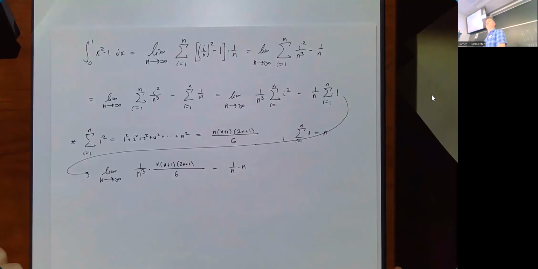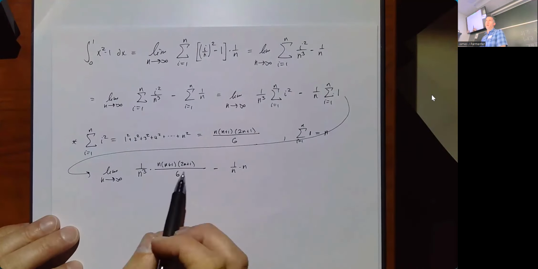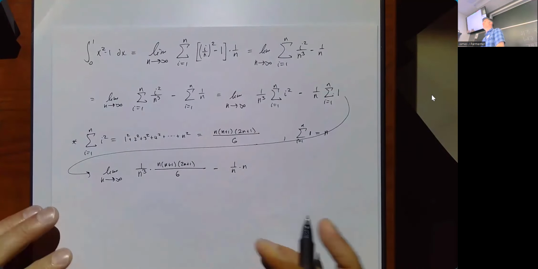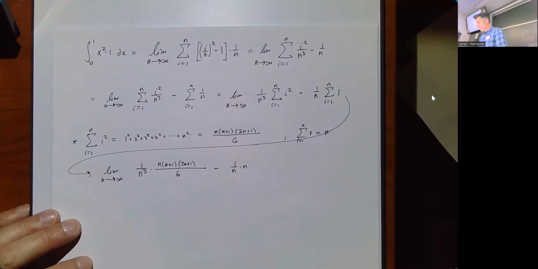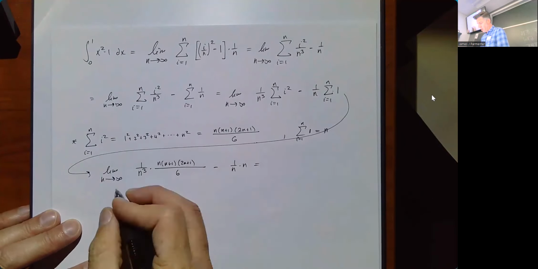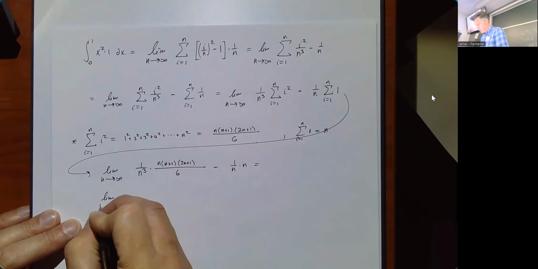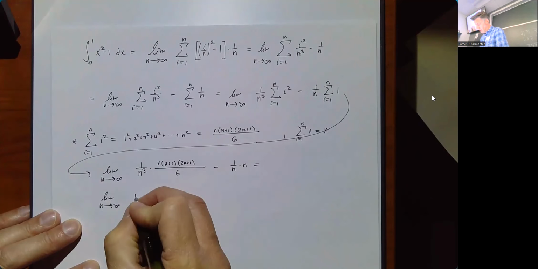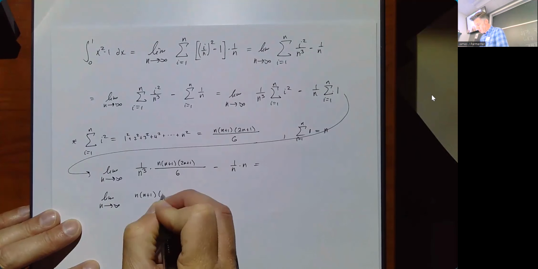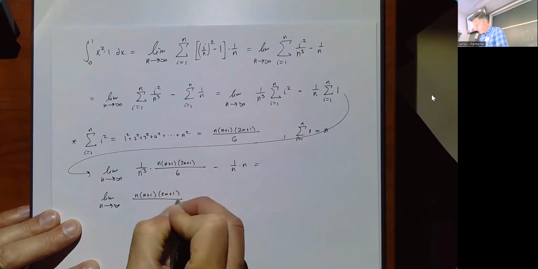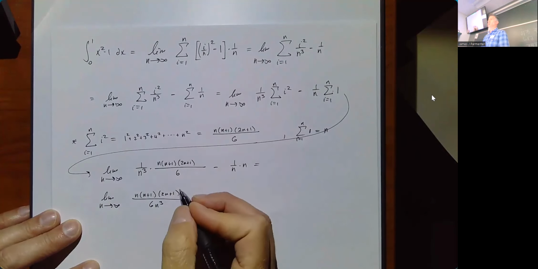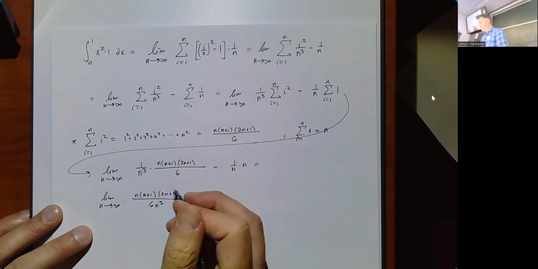And I don't really want to do too much algebra here. I really, really, really don't want to multiply out the top here. It's not impossible, it's just annoying and not necessary. So let's do one simplification here. I'm going to write this as the limit as n goes to infinity of n times n plus 1 times 2n plus 1 over 6n cubed. Yes, I know I could cancel one of the n's really easily, but I don't want to.